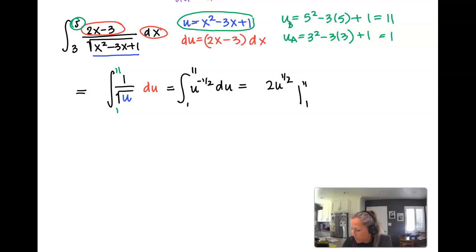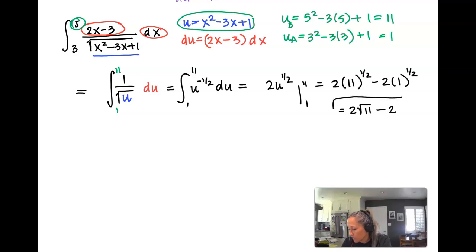So fundamental theorem of calculus time, we have 2 times 11 to the 1/2 minus 2 times 1 to the 1/2. Some of you left this like that. That's fine. A cuter version is to go ahead and give me this with that square root symbol, because that's how my original problem started. So we like to give things back the way they were originally presented to us. And then the square root of 1 is just 1.